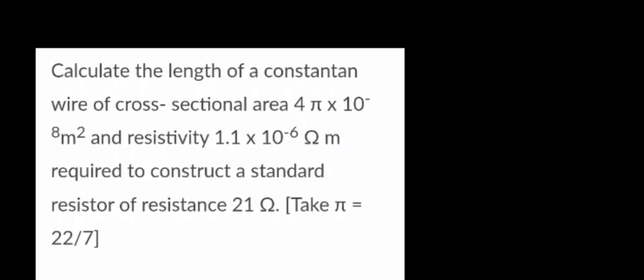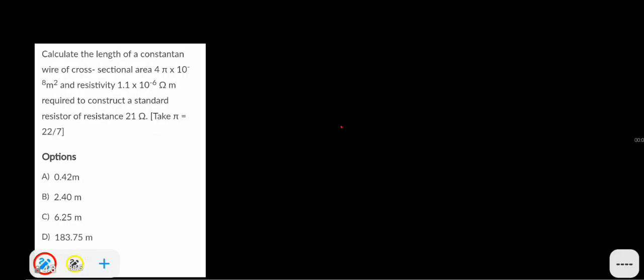For this next question, you have to calculate the length of a Constantan wire of cross-sectional area 4 pi times 10 to the power minus 8 meters squared. They give the resistivity as 1.1 times 10 to the power minus 6 ohm meter. You are required to construct a standard resistor of resistance 21 ohms. What you're looking for in this question is the length. So write the formula first: R equals rho L over A. That's the formula for resistance of a material.